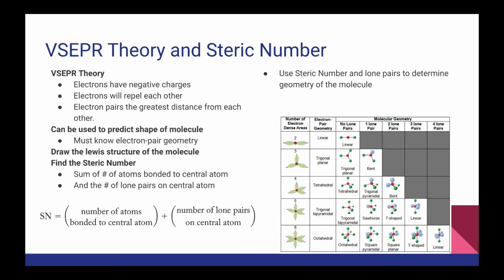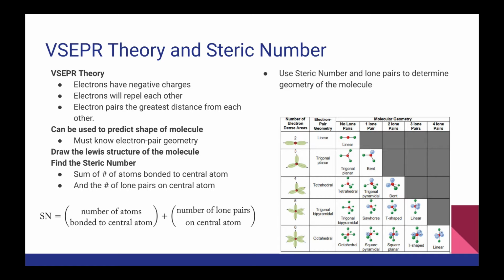In order to use the VSEPR theory, we have to know the electron pair geometry. To do this, we must draw the Lewis structure and find the steric number of the molecule. The steric number can be found by adding the number of atoms bonded to the central atom with the number of lone pairs on the central atom. The steric number is used to express how many regions of electron density surround a given atom.